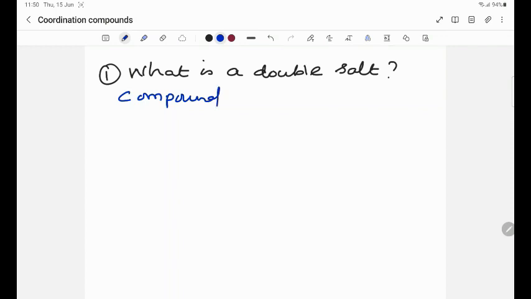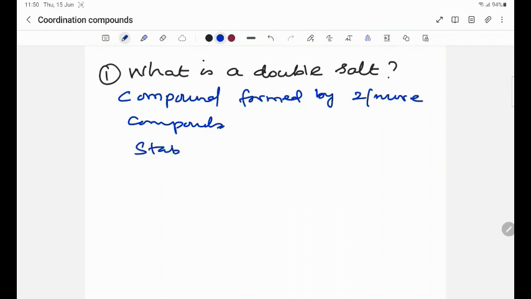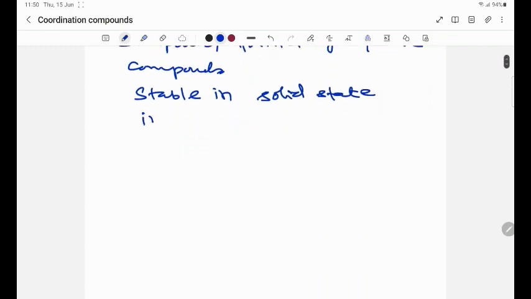formed by a combination of two or more compounds. Double salt itself is a compound. It is formed by two or more compounds. These compounds are stable in solid state and in solution they break into ions.